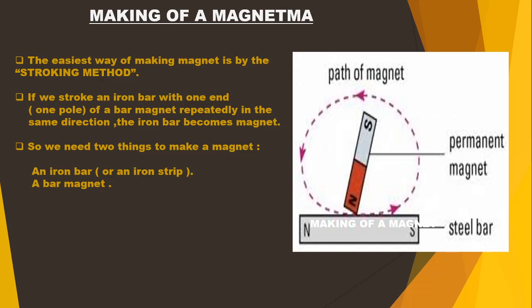And then after doing this for some time, you will see that after stroking, the iron bar which you had taken has been transformed into a bar magnet. So it is the most common method of making a bar magnet.